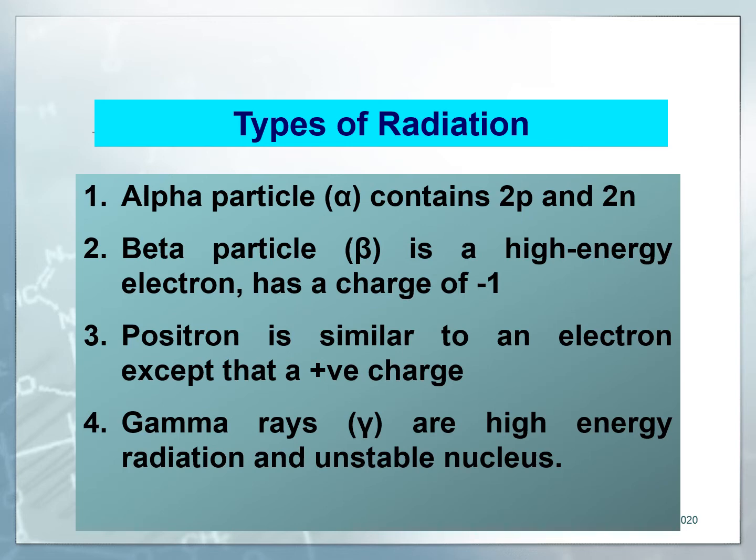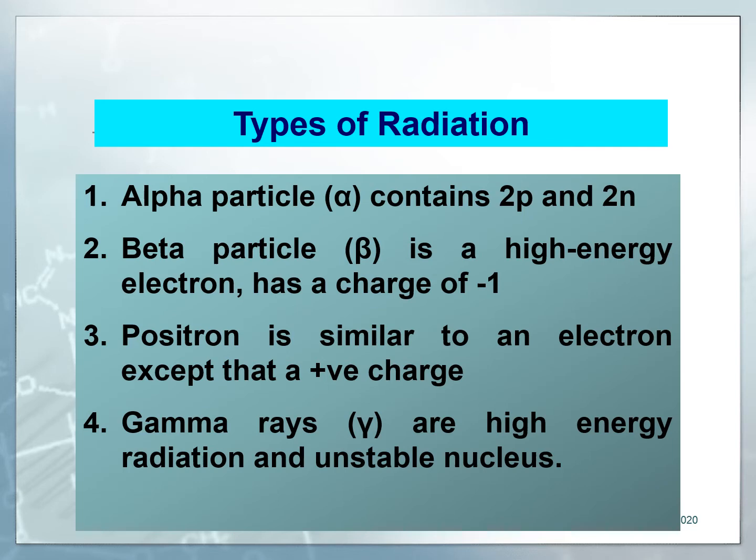Another type of radiation occurs when a radioisotope emits beta particles. A beta particle is a high-energy electron and has a charge of -1. Because its mass is much less than a proton, its mass number is 0. It is represented by the Greek letter beta, or the symbol of an electron with the charge -1. Next is the positron. It is similar to an electron, except that a positron has a positive charge.